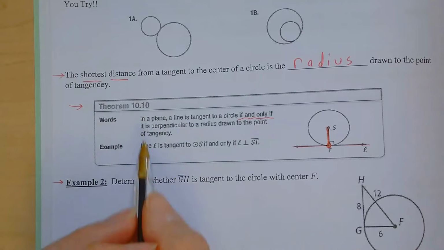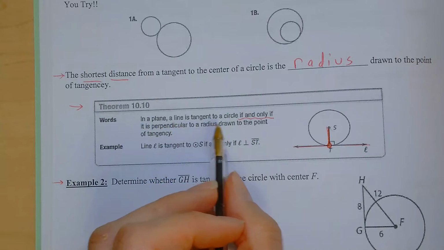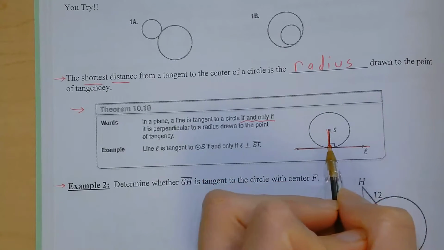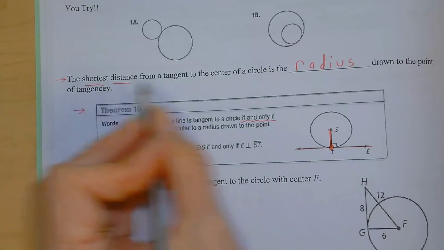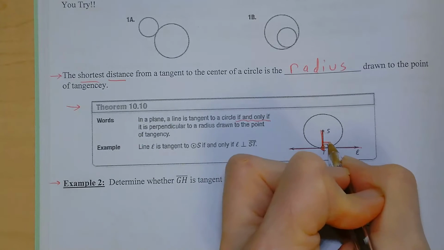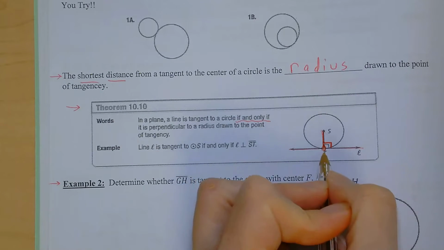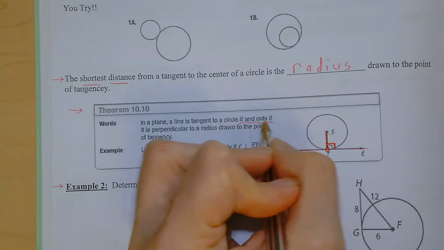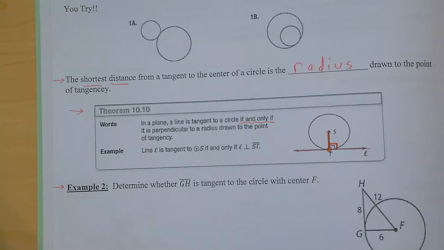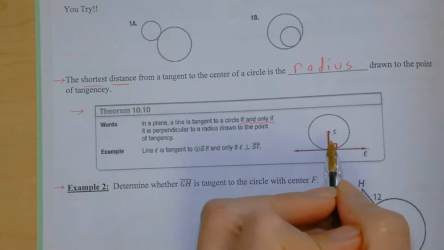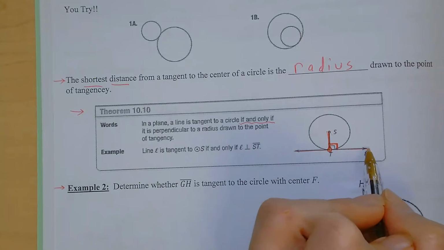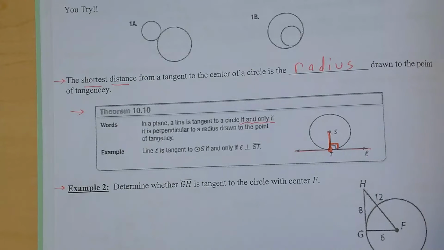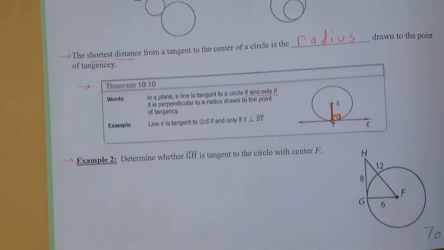In theorem 10.10, it says if a line is tangent to a circle, then it is going to be perpendicular to the radius drawn to the point of tangency. We just talked about that being the shortest distance. So there is going to be a right angle formed when the radius intersects the tangent line at the point of tangency. And you might notice it says if and only if. That's because this theorem works both ways. If your radius intersects a line and makes a right angle, then that line has to be tangent. Okay, so I'm going to show you a couple questions that deal with that theorem.